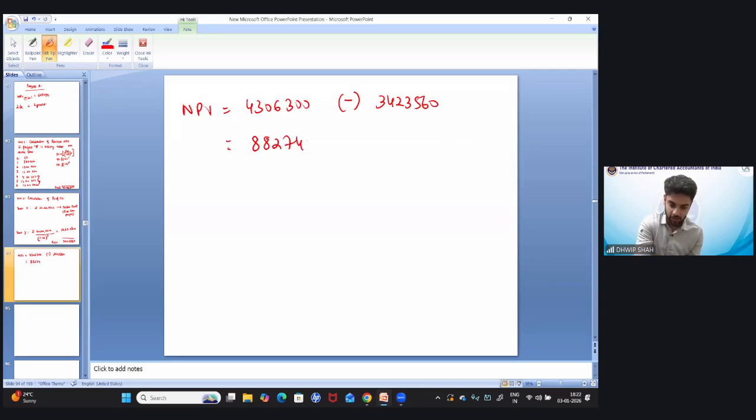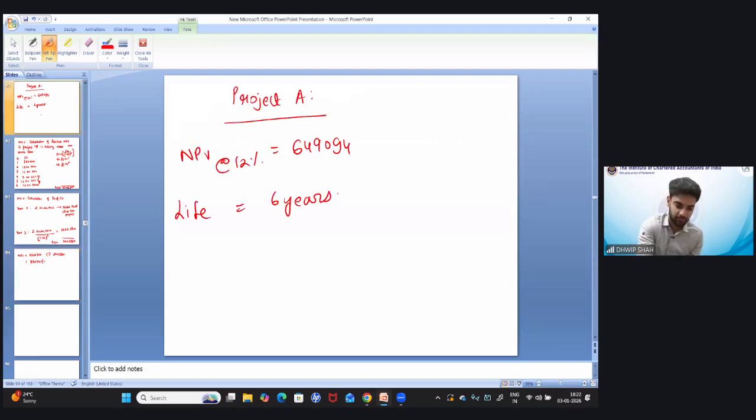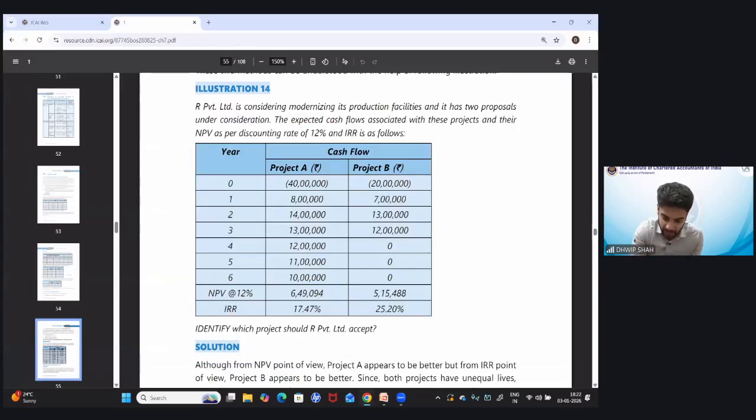So 882,740 is the NPV. Correct? And now you compare the NPV with project A. How much is it? 649,094. So look, the decision has changed. As of now, what was coming? Project A. Sir, Project A's NPV is higher.